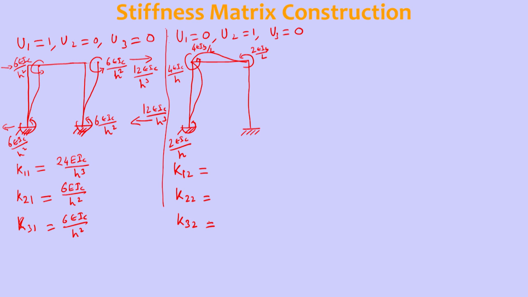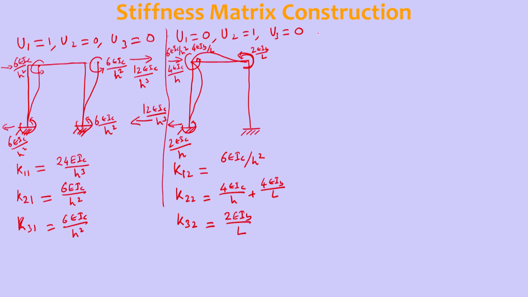So this is 4 EI by H and 2 EI by H together, it will be 6 EI by H unbalanced. So we need to produce a force which is 6 EI column by H square. So K12 is 6 EI column by H square, and K22 is the addition of these two moments, 4 EI column by H plus 4 EI beam by L, and K32 is 2 EI beam by L.